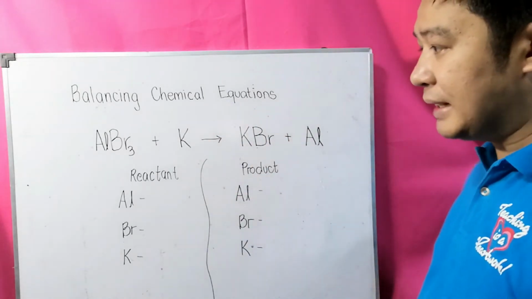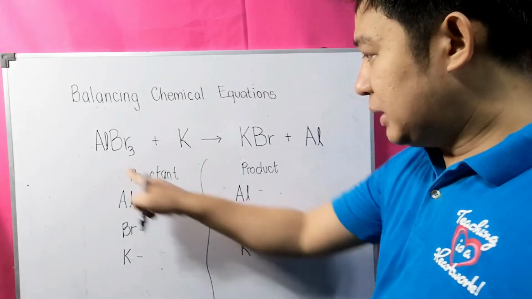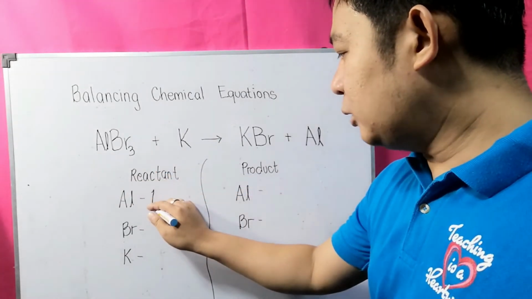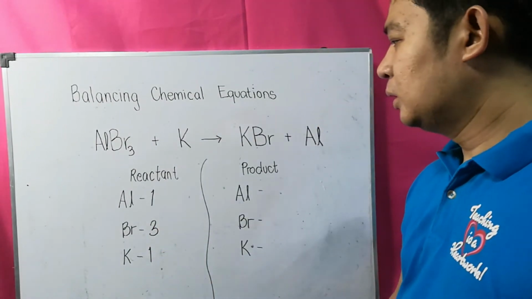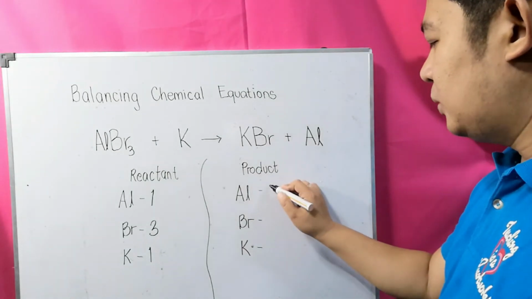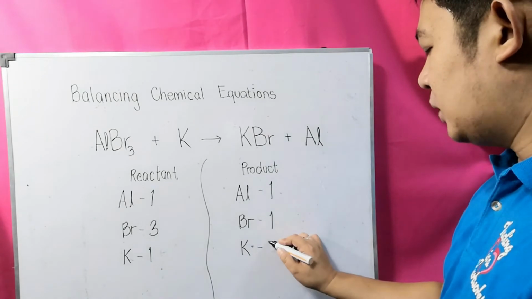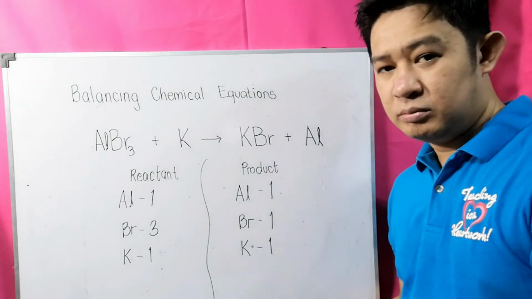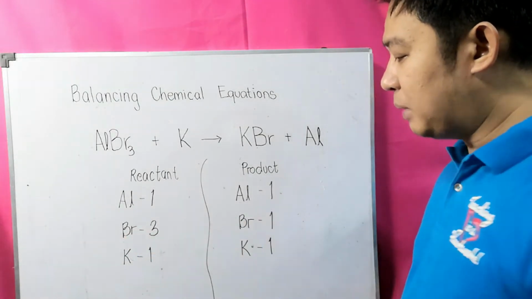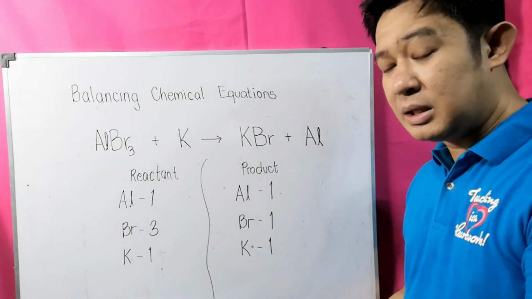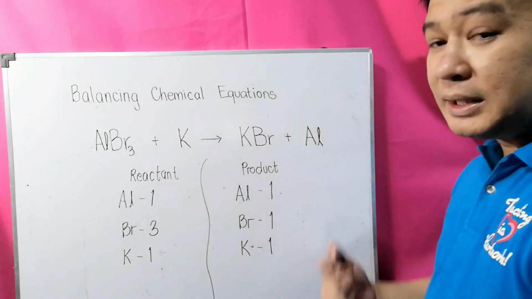So let us now balance this chemical reaction. On the reactant side, as we can see, we only have 1 aluminum, 3 bromine, and 1 potassium. On the product side, we have 1 aluminum, 1 bromine, and 1 potassium. So obviously, it's the bromine which is not balanced in our chemical reaction. So let us now focus on the bromine on the product side.